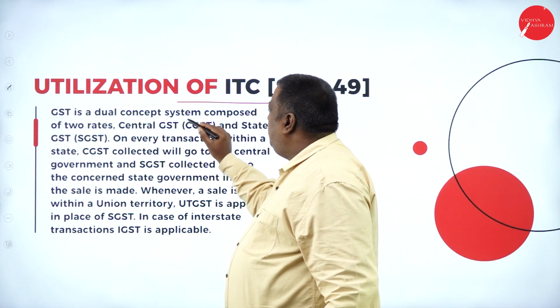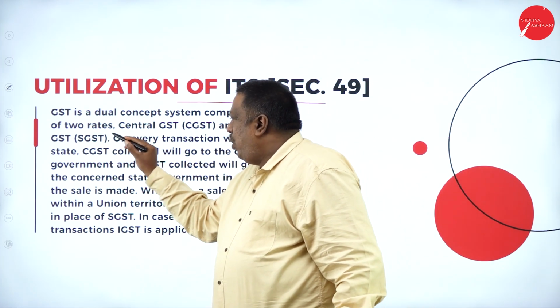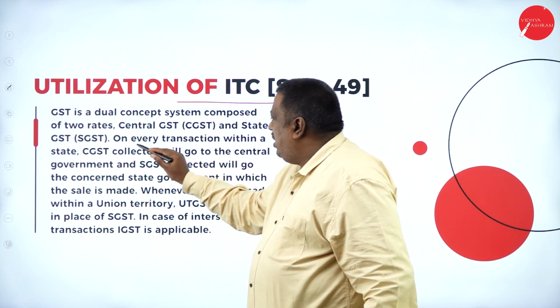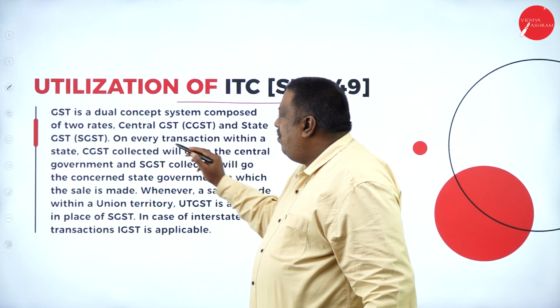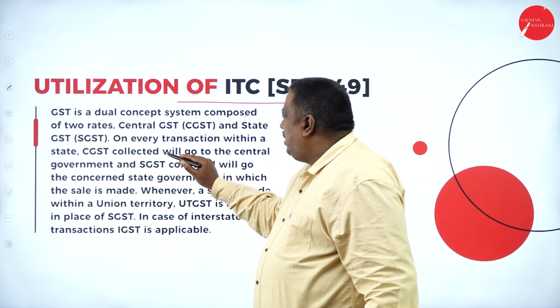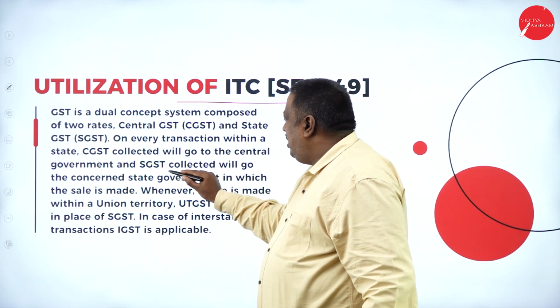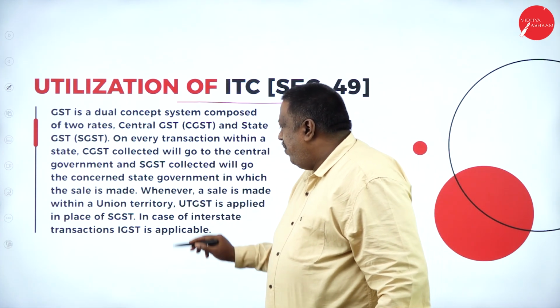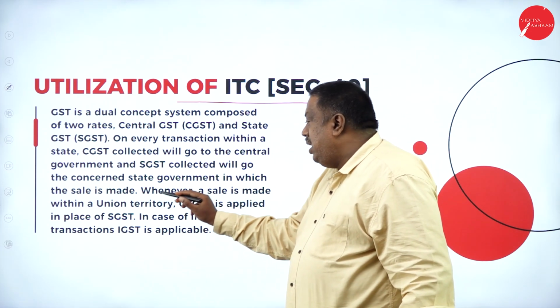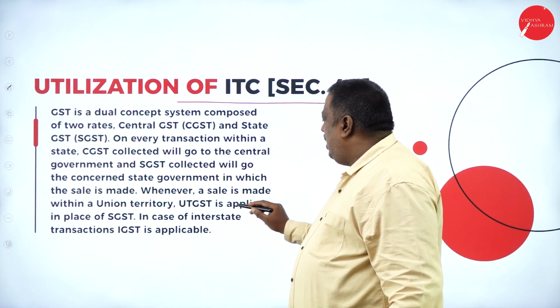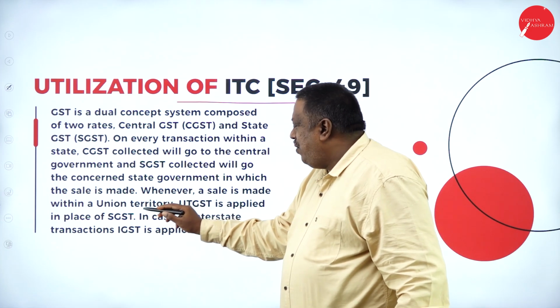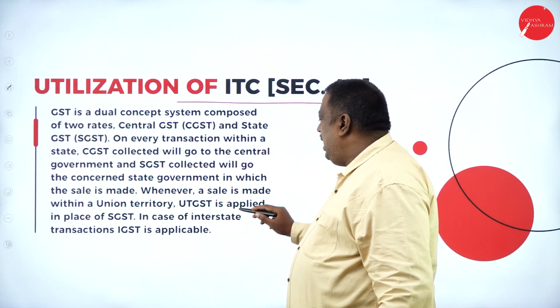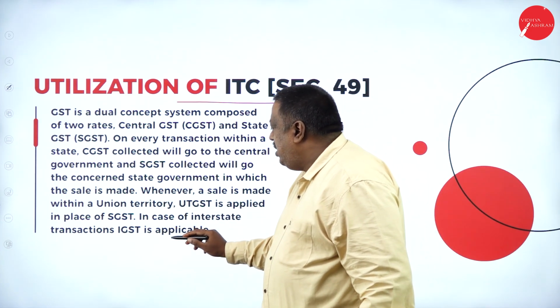GST is a dual concept system composed of two rates, CGST and SGST. On every transaction within the state, the CGST collected will go to the central government, and the SGST collected will go to the state in which the sale is made. Whenever a sale is made within a Union Territory, UTGST is applied in place of SGST. In case of an interstate transaction, IGST is applicable.